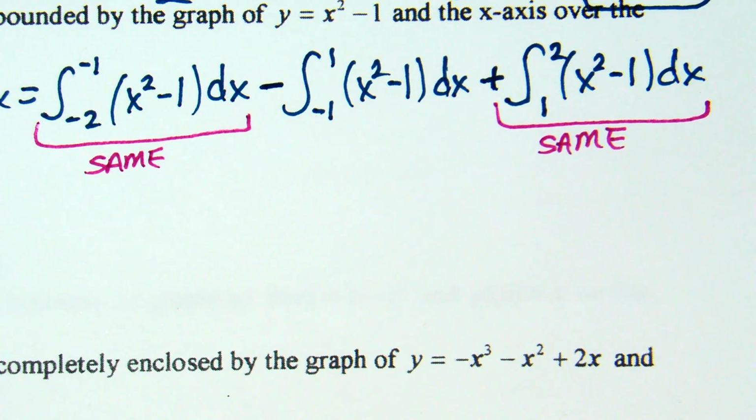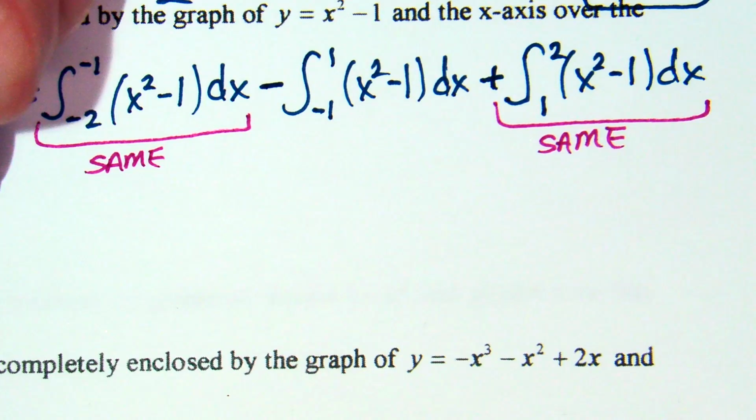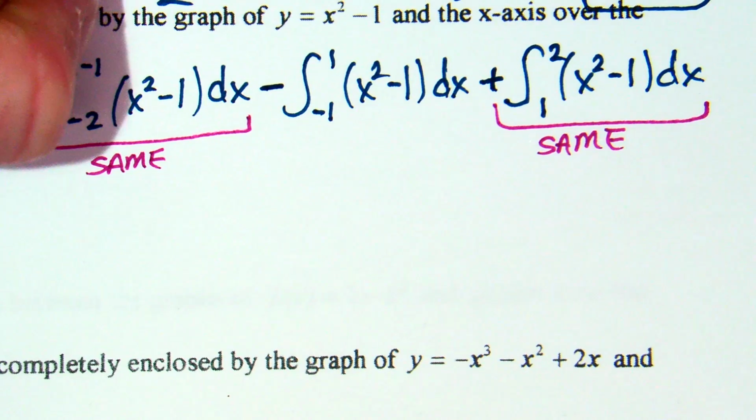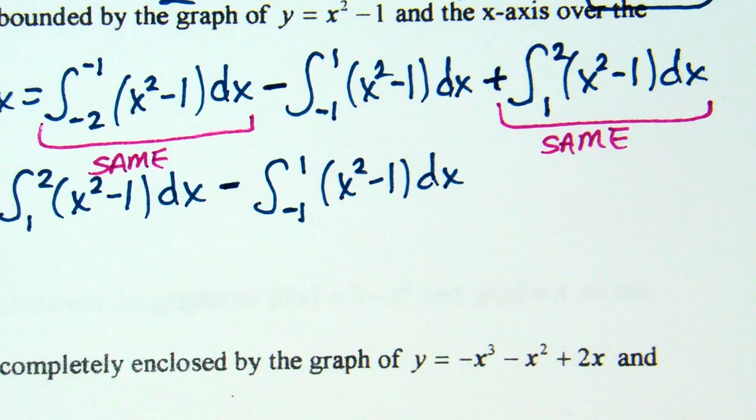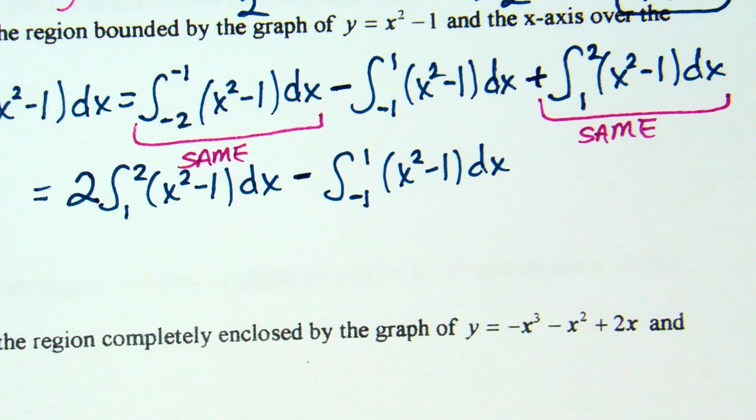So I'm going to rewrite this so that instead of having 3 integrals, we're going to have 2 integrals. We're going to have 2 times the integral from 1 to 2 of x squared minus 1 dx. And then we still have to subtract the other integral from negative 1 to 1 of x squared minus 1 dx. Do you have to do it that way? Of course not. Okay. Don't forget the 2 out front of this first integral.